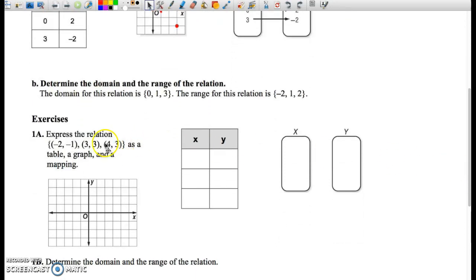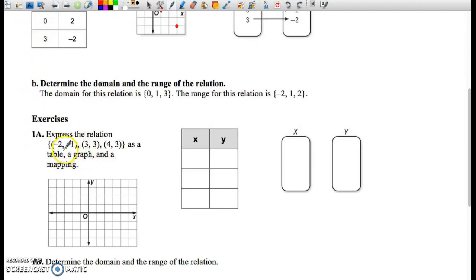Express the following relation. Once again, we're being given three ordered pairs: (-2, -1), (3, 3), and (4, 3). We now need to represent those three ordered pairs in three manners: a table, a graph, and a mapping. Let's begin with the graph.